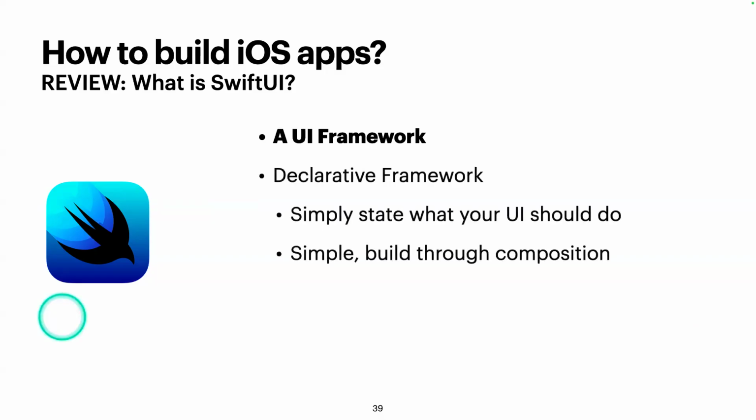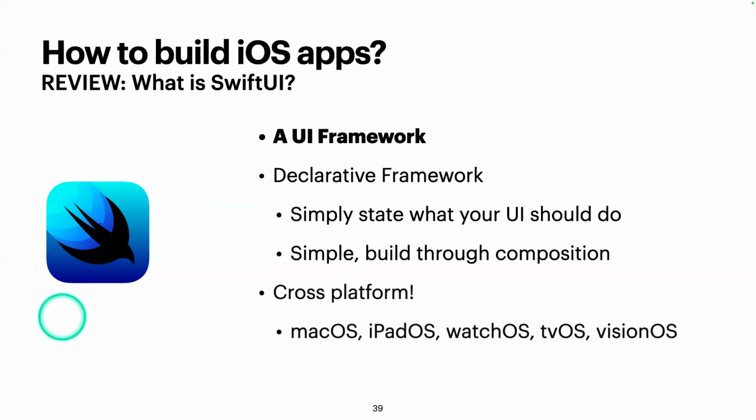So it's like React for those who have done web. Like React, it's a declarative framework. What this means is that you simply state what your UI looks like, and you build more complex UIs via view composition. It's cross-platform, so you can target all of the platforms if you want. So we use Swift, the programming language, to control SwiftUI. So if this condition is true, show this UI, right? If it's false, do something else.